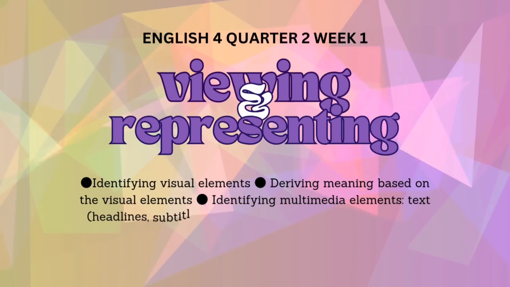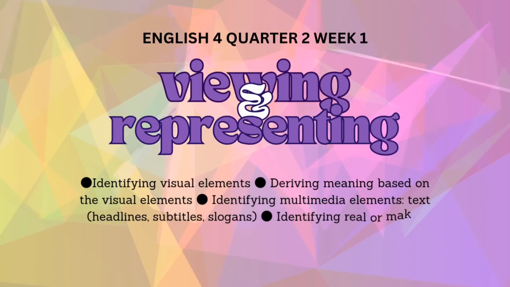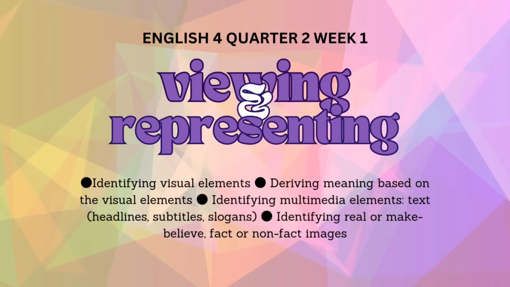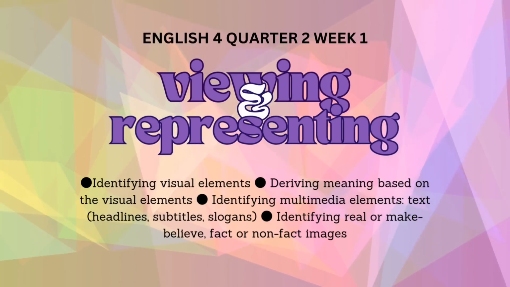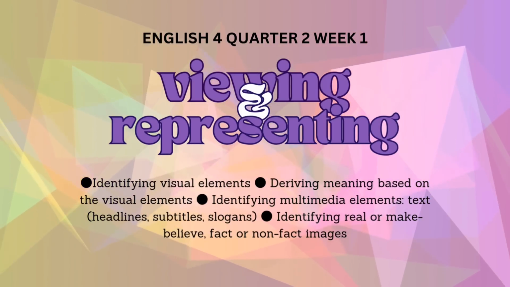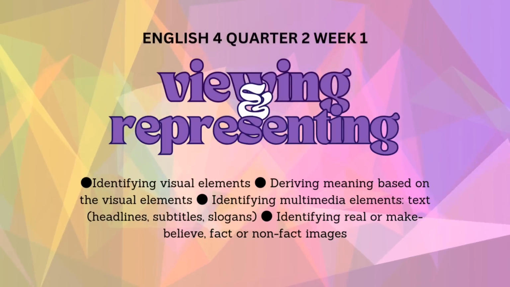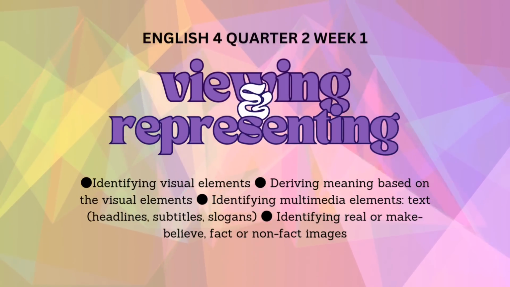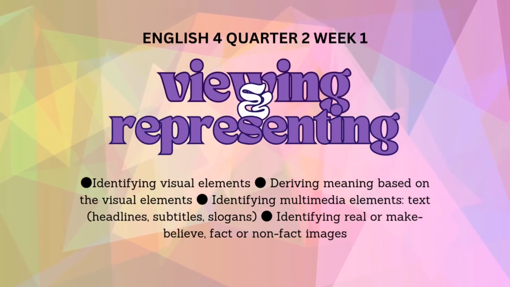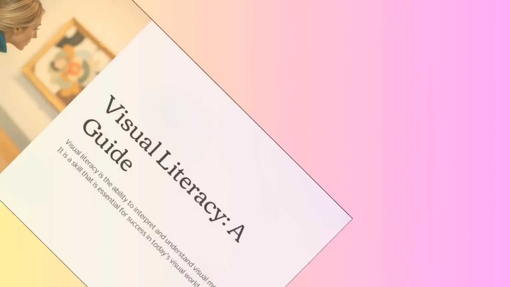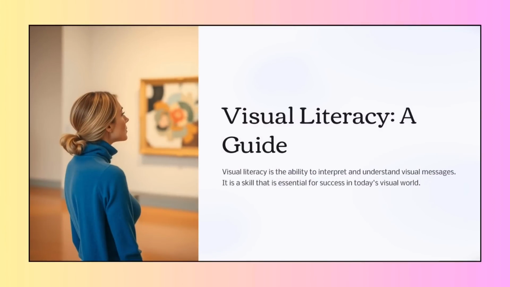So for this week, we're going to talk about a lot of things and we are going to discuss viewing and representing. Under this topic, we're going to discuss some lessons like identifying visual elements, deriving meaning based on visual elements, identifying multimedia elements such as text, and identifying real or make-believe, fact or non-fact images. And we have a theme for this week, and we're going to name this a visual literacy, a guide.